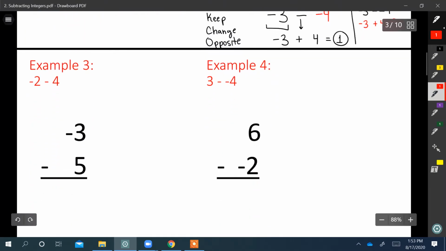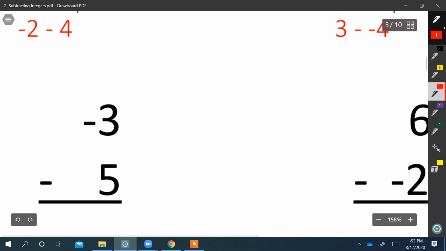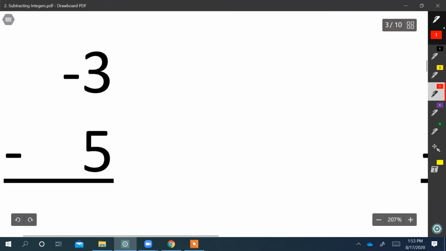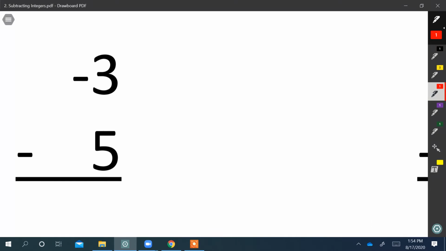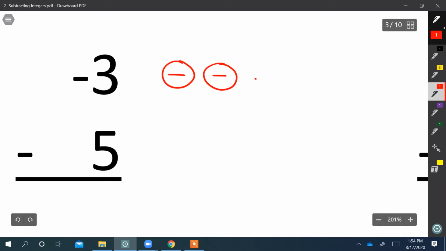All right. Let's go ahead and do this one here. Obviously, this is wrong, but this is not. So we have -3 minus 5. When I look at this problem, what I'm really seeing, guys, is two negatives. I don't see the minus sign. I see this one as 3 negatives, and I see this one right here as 5 negatives.